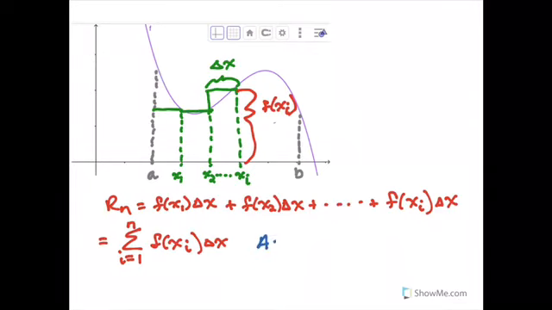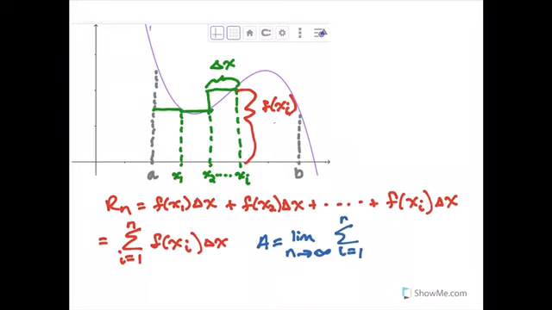Then my area would be the limit as n goes to infinity of the sum from i equals 1 to n of the function evaluated at x sub i times delta x. And when we take the limit as n goes to infinity, it doesn't matter if I do a right sum, a left sum, or even a midpoint sum. We should get the same value for all of them once n goes to infinity.